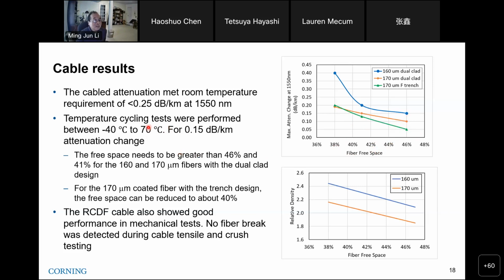We use the standard temperature cycling procedure. In the standard, they use about 0.25 dB as the maximum allowed change at minus 40 degrees C, and we use about 0.15 to have a guard band for our fiber performance. From the graph on the top, you can see that for the 160 and the 170 micron coated fiber, the free space needs to be greater than 46% for 160, or 41% for 170 micron, to ensure that attenuation is below 0.15 dB.